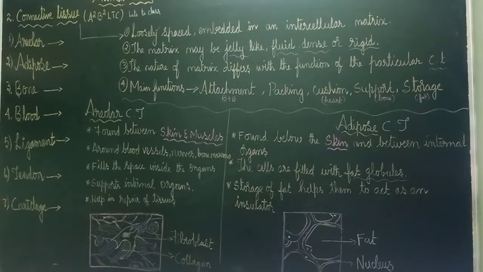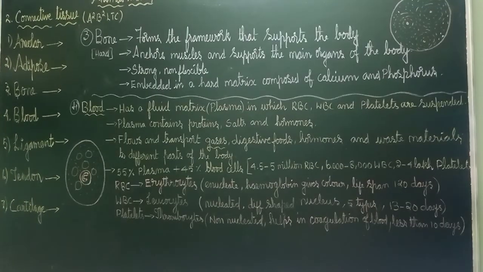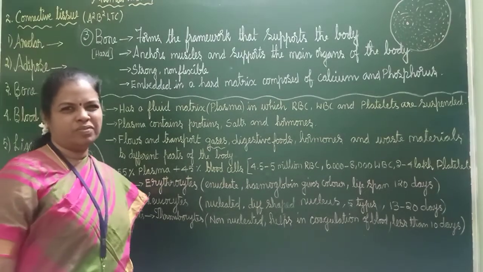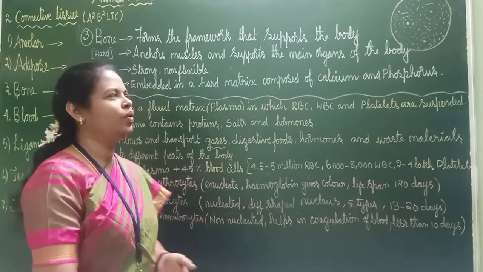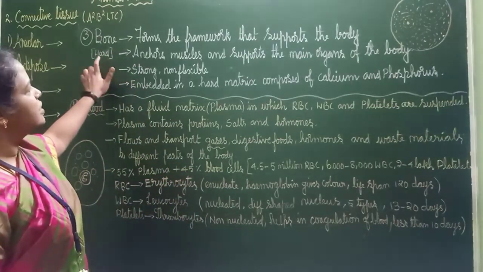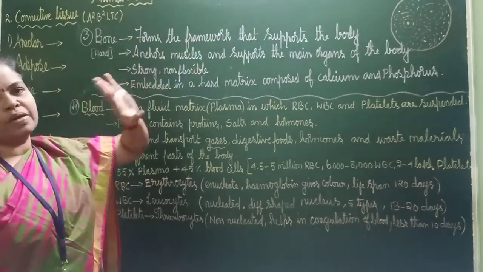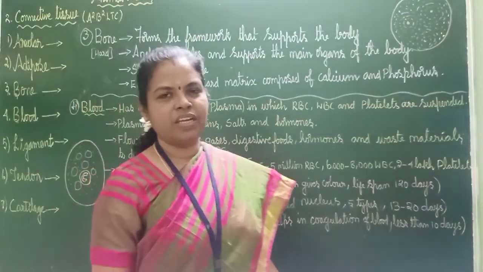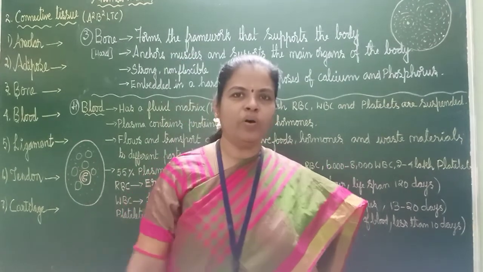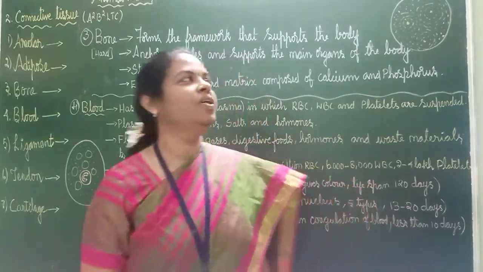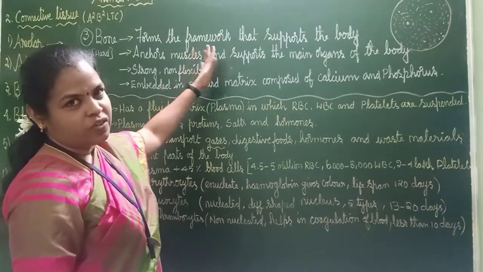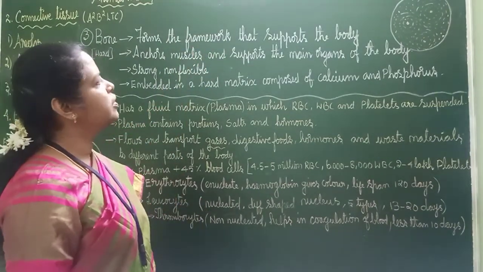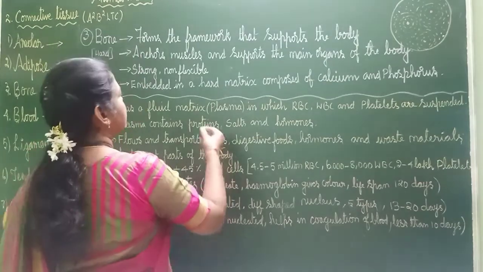B square. Now we have seen A square, no? The next one is B square. What is B square? Bone and blood, right? Now bone, we know, it is very hard, no? We all have seen bone. Okay. Bone is very hard and it forms the framework that supports the body. If bone is not there in our body, imagine how we will be. Like this we will be, no? We can't stand erect. So, bone helps us to give the framework. Okay, the skeleton is because of bone. So, it forms the framework that supports the body.